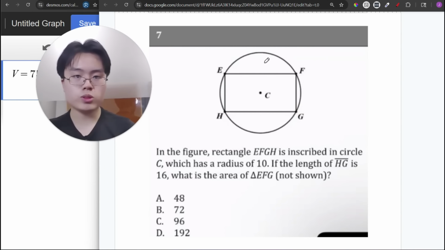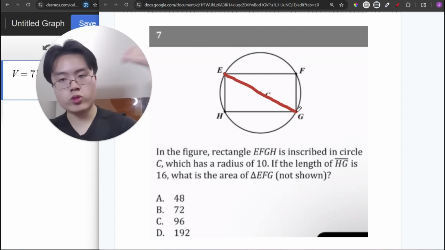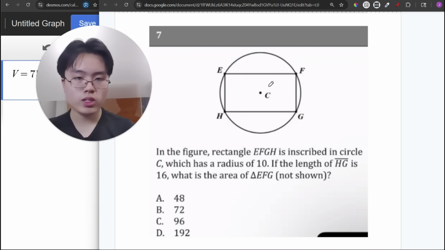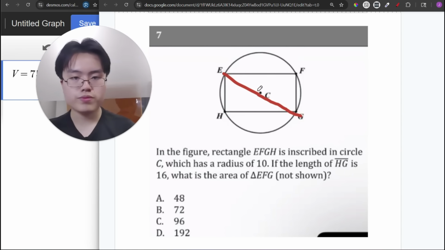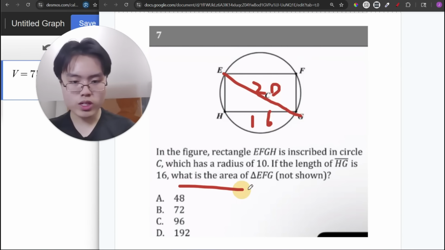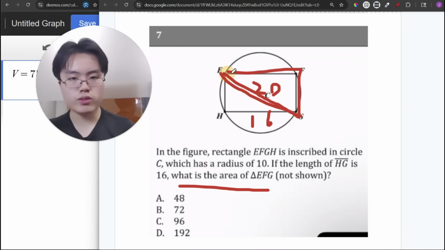So let's say it gives us information about the circle. We can find the common length between the circle and the rectangle to convert from a length of the circle to a length of the rectangle. In this case, it was the diameter and the diagonal. Now the diagonal is 20. We're also given that this is 16. And what do we need? We need to find the area of EF, like this triangle. We need to find the area of that.